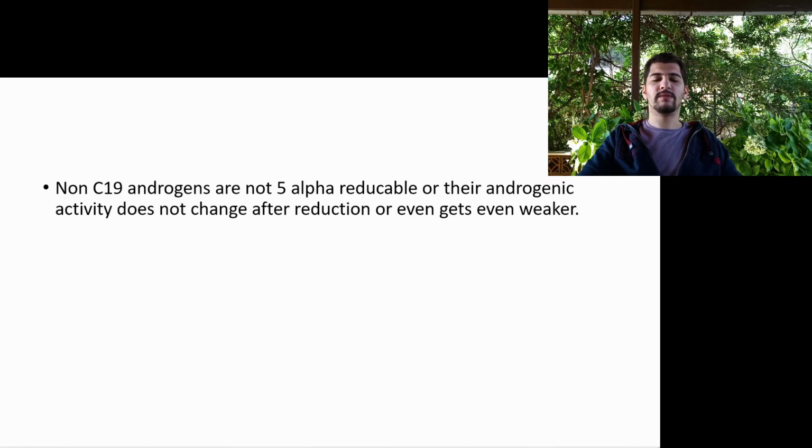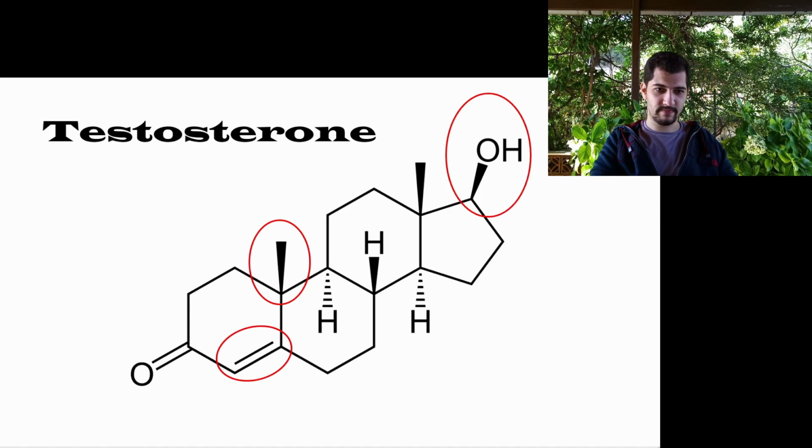And trenbolone is not 5-alpha reducible. Don't forget that trenbolone does not convert to DHT or 5-alpha reduced forms of androgens. So taking a 5-alpha reductase inhibitor is not going to help you for mitigating the androgenic side effects. So as you can see, I've talked about the 19th and 17th positions of the molecules.